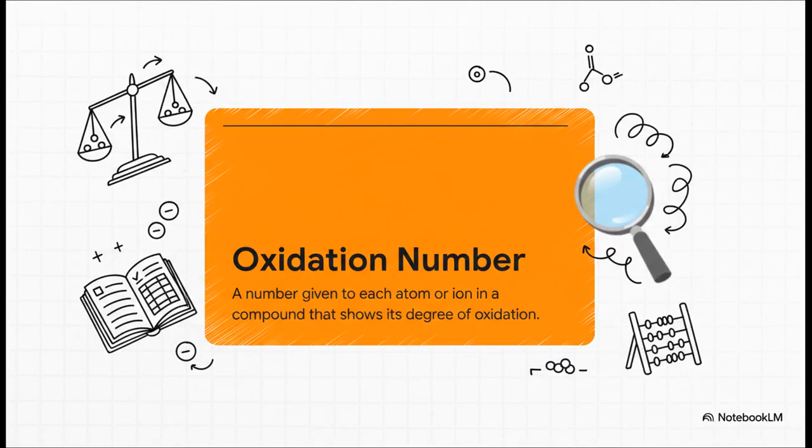Honestly, the best way to think of an oxidation number is like an accountant's ledger, but for electrons. It's just a number we assign to an atom that helps us keep track of whether it has, technically, lost or gained electrons in a compound. And this one simple accounting trick is what makes balancing these crazy equations totally possible.